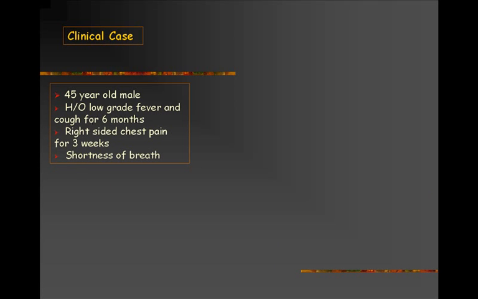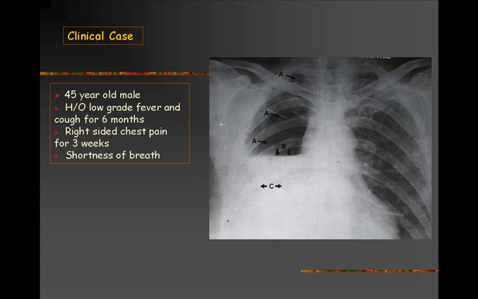We are presented with a 45-year-old male who has a history of low-grade fever and cough for 6 months. So it's a long-standing history. And right-sided chest pain for 3 weeks. And this gentleman complains of shortness of breath. A chest X-ray was done for this patient, which is presented here. And we realize that there is something wrong with the right side of the chest. There is a shadow, a white shadow, with a horizontal surface on the superior end of this.